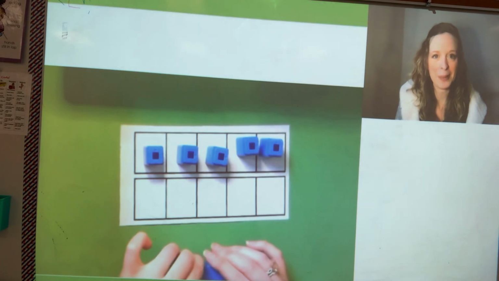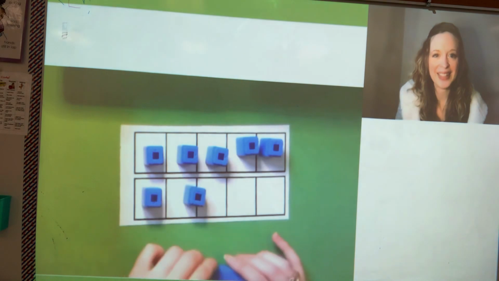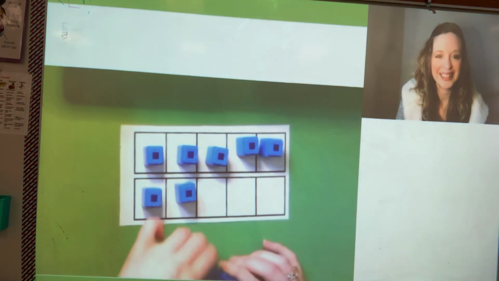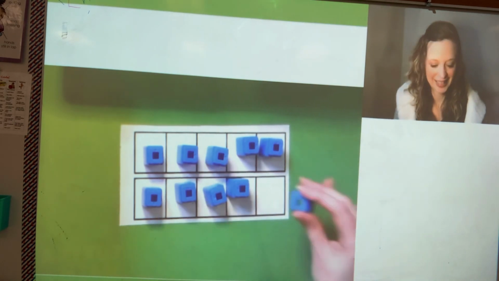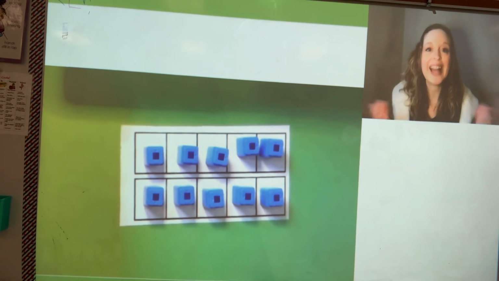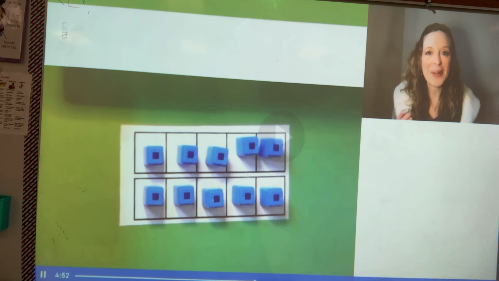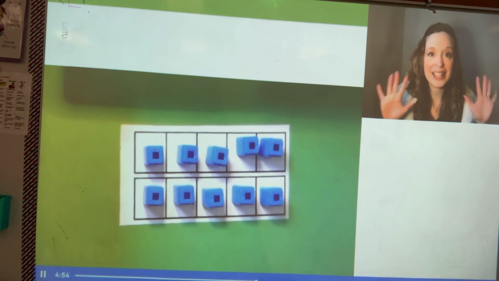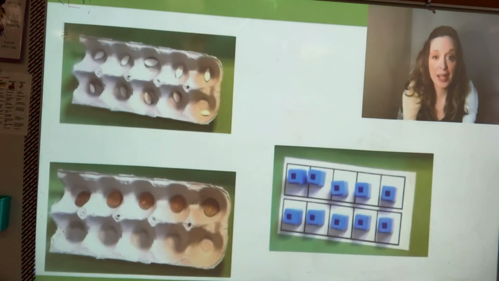Now let's go to the bottom row. 6 cubes, 7, 8, 9, 10. How many cubes do we have, friends? How many do we have? 10. That's right, we have 10 cubes. Our 10 frame helped us count. Which items did we count 10 things? Point to the pictures on the screen.